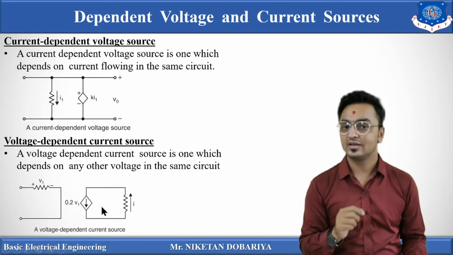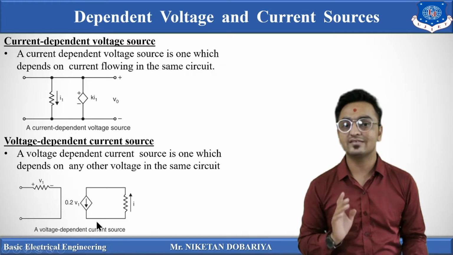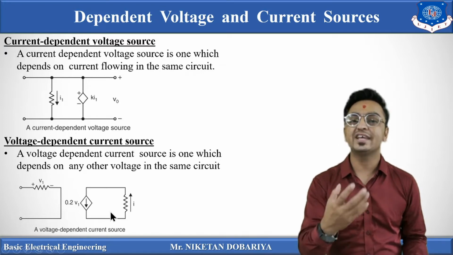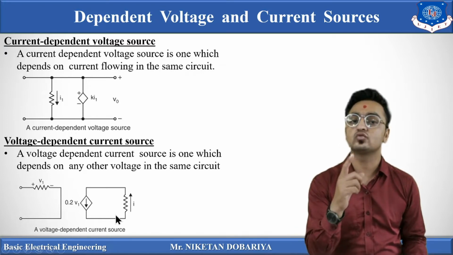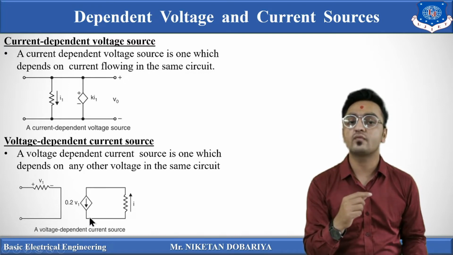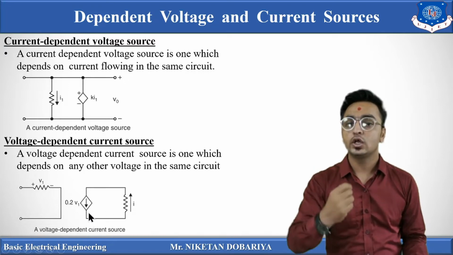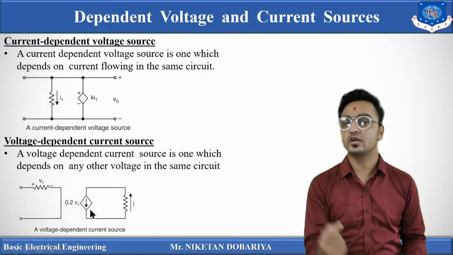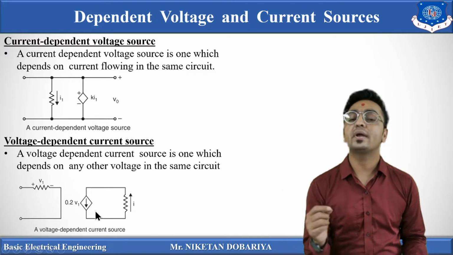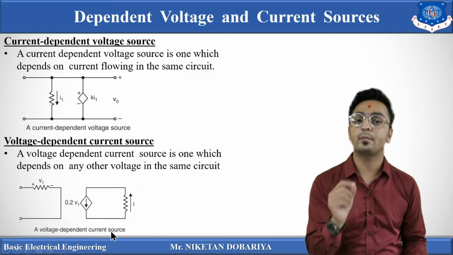is dependent. Again, the diamond shape will be the same as it is, but now when we represent a dependent current source, in this diamond shape we show an arrow which represents the direction of current. So this is the dependent current source. This is the symbol of a dependent current source.